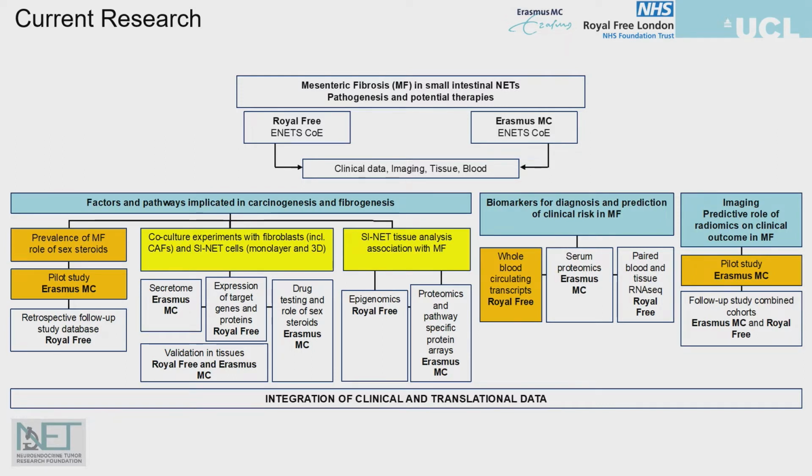As you can see on this diagram that shows the overall plan for our grant, we are focused on understanding the pathways involved in the carcinogenesis and fibrogenesis of MF, also identifying biomarkers for the diagnosis and prediction of clinical risk, and also evaluating the predictive role of radiomics in looking at the clinical outcome in these patients. In orange, we have highlighted some of the steps that we have already completed, and in yellow, those that we will be discussing here today, focusing on the co-culture experiments and the analysis of patient tissue that has been carried out in both centers.